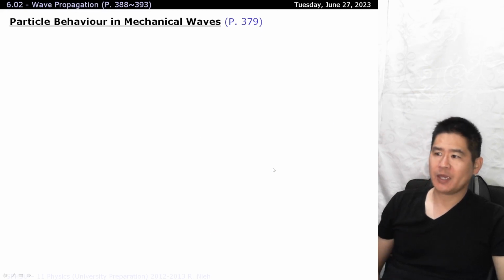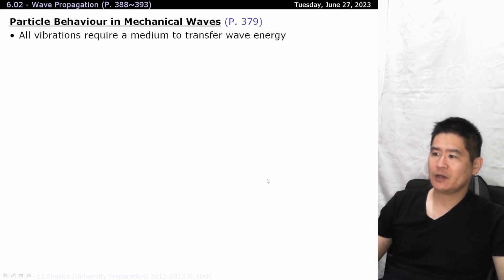Alright, so here are a few behaviors of mechanical waves. First off, all vibrations require a medium to transfer wave energy. We're talking about mechanical waves, right? Now light is also a wave, but it's not a mechanical wave. It's an electromagnetic wave, and one of the unique properties of electromagnetic waves is that it doesn't need a medium.